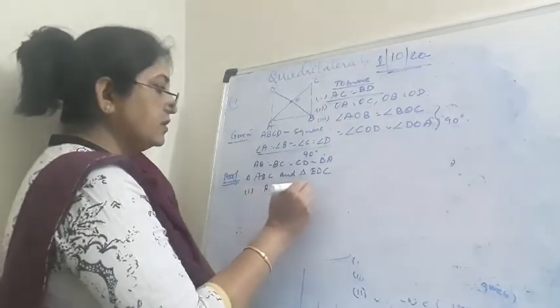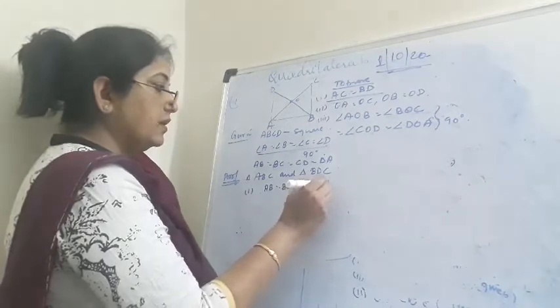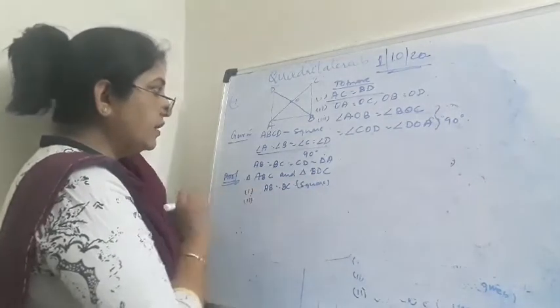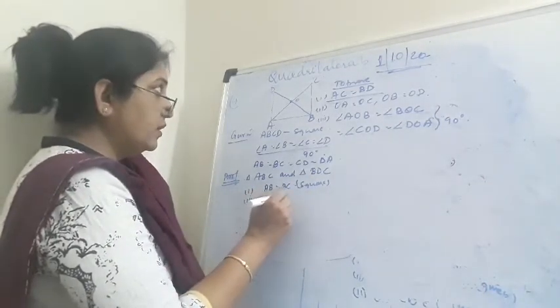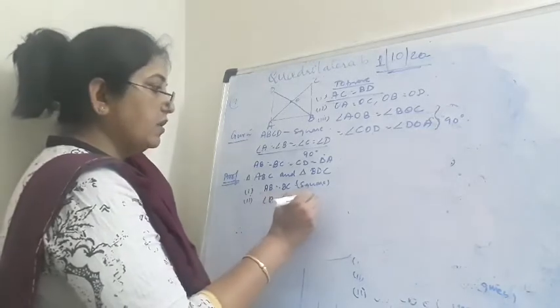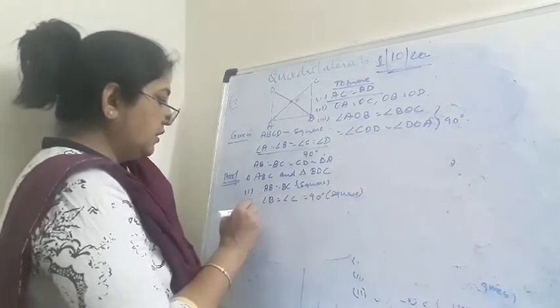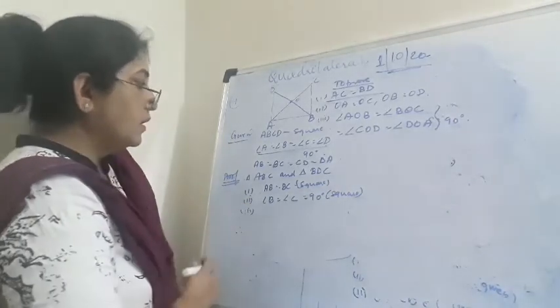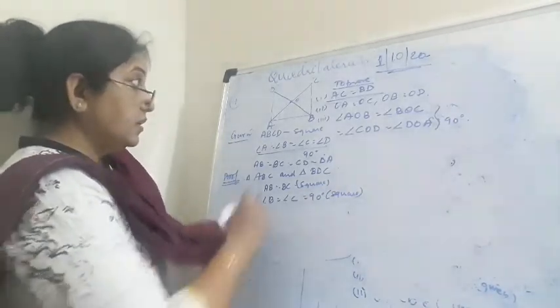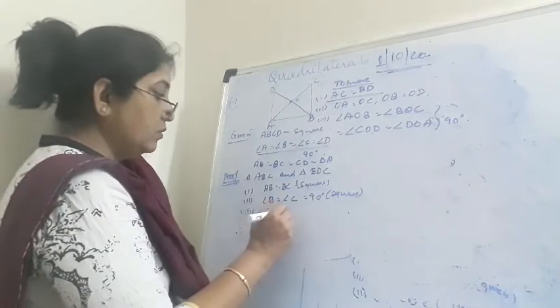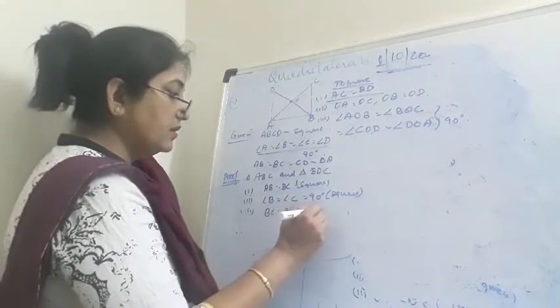Yes, because it is a square. Then in the second part we will now write angle B is equal to angle C because it is 90 degrees as it is a square. Now the third part is BC. BC is equal to BC, which is a common side.